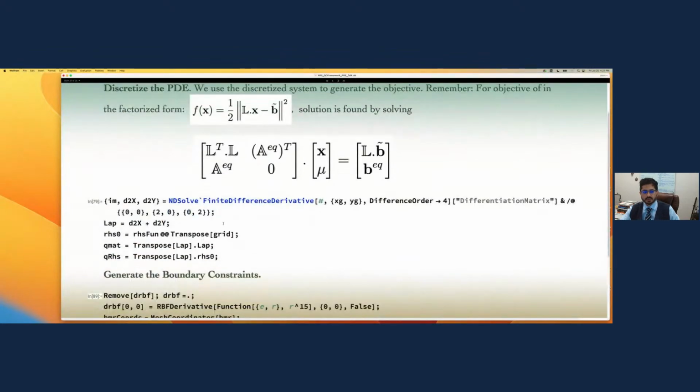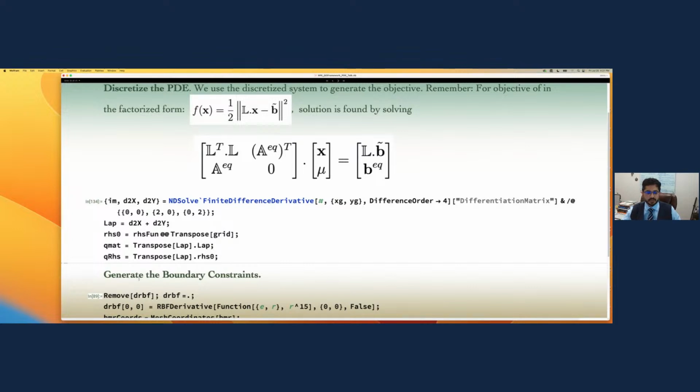The way we do that is using the finite difference method. We're going to get the Laplacian. Remember, I'm solving the elliptic PDE here as an example. And so I end up generating this L transpose dot L, which becomes my Q matrix. And my right-hand side is that L dot B, which is the Q RHS. So I'm going to evaluate that.